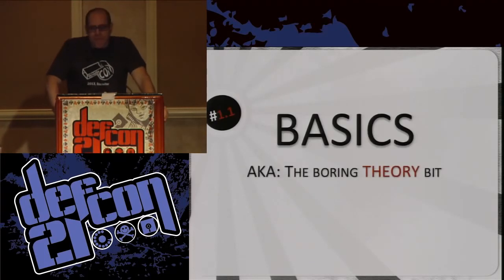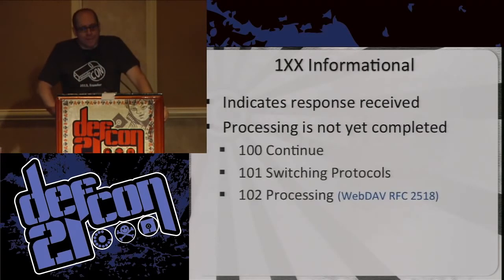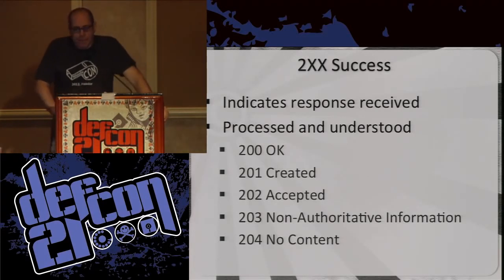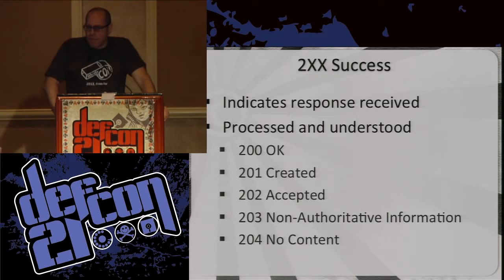So let's go through the basic stuff. This is the theory bit. It's boring, and I'm sorry, but this is the theory. You get the 100 informationals: 100 continue, switching protocols, processing. As I said, these are the things you don't get to see very much. Moving into the 200 stuff, it means it worked, it means it understood. So you're getting a 200 OK, which is what most of the web is returning. You also get some weird stuff that you don't get to see very much, like 204 no content. It's like, great, thanks for the header.